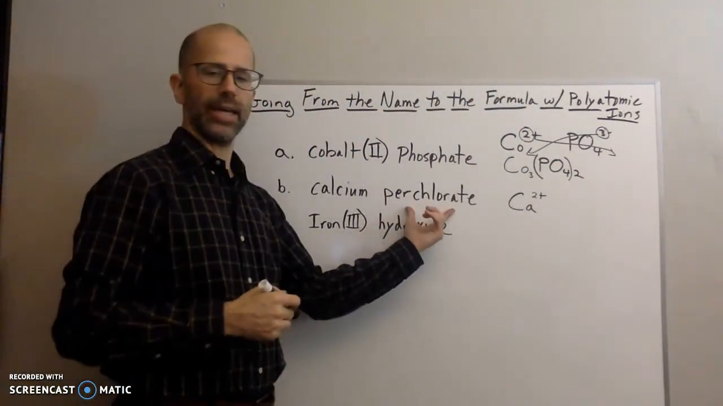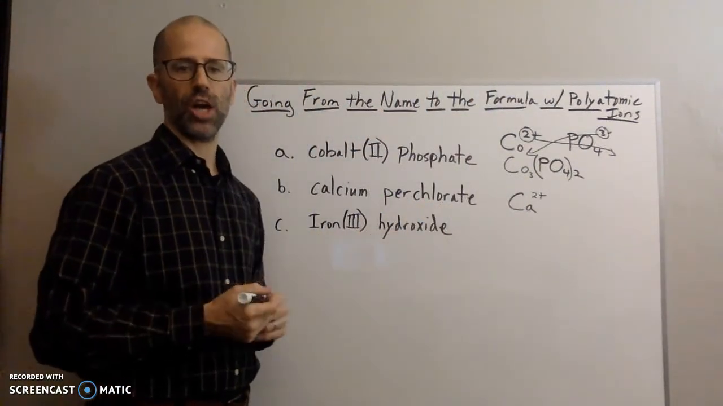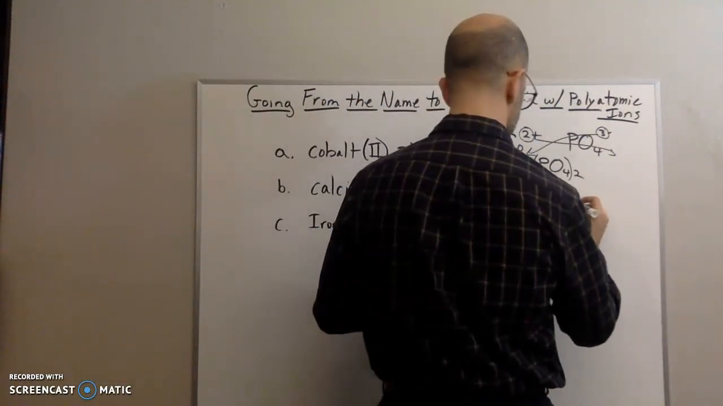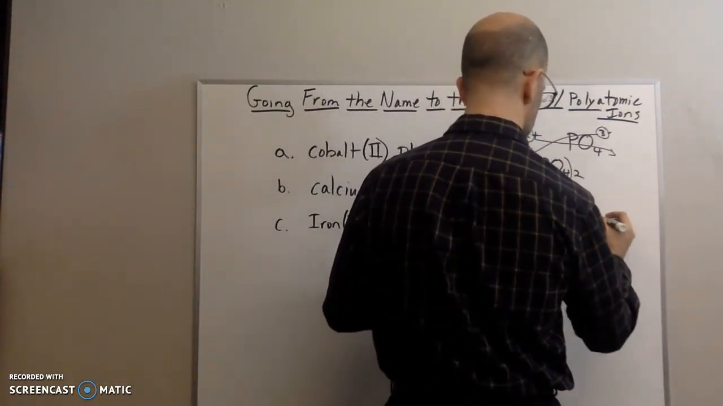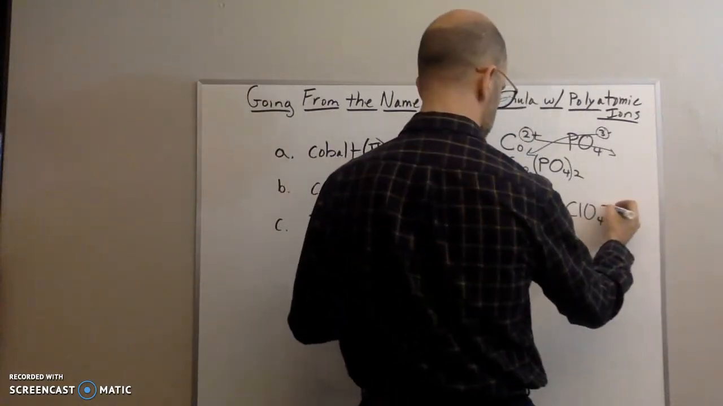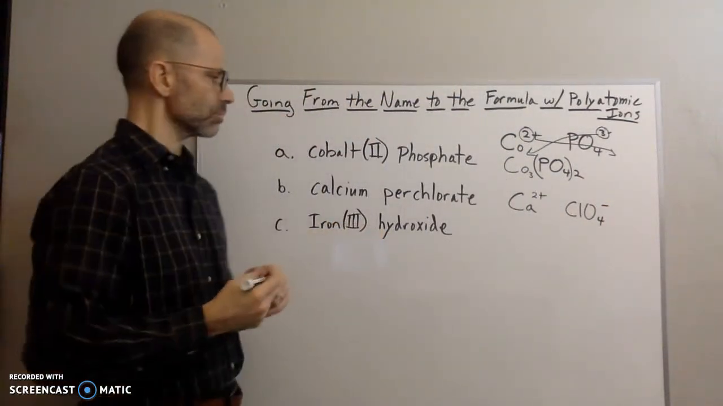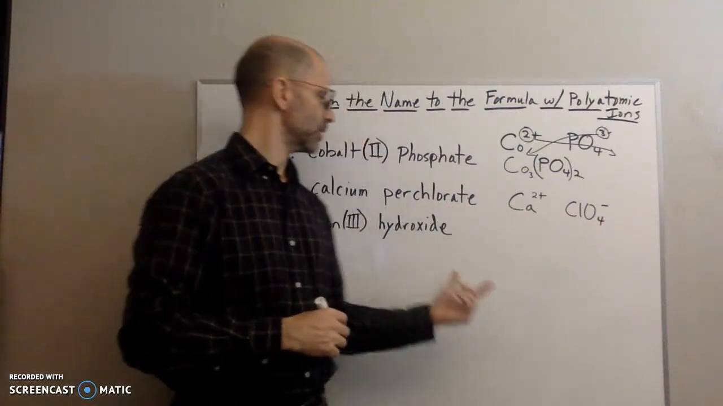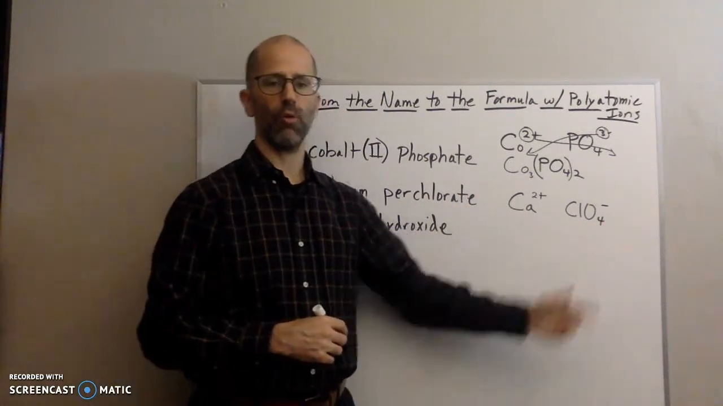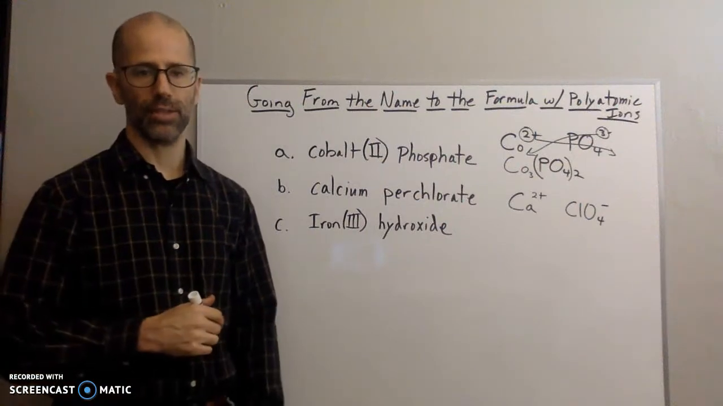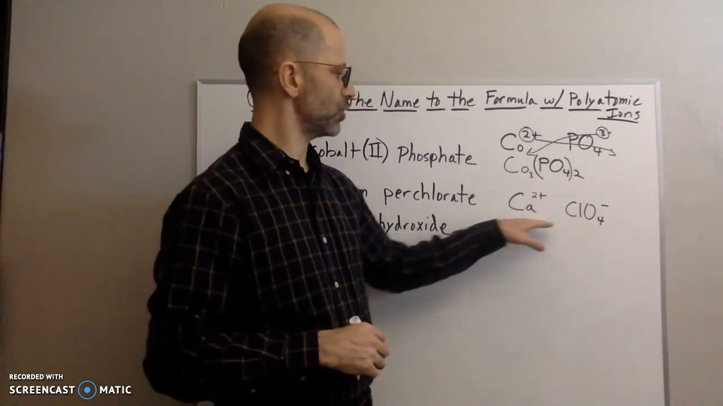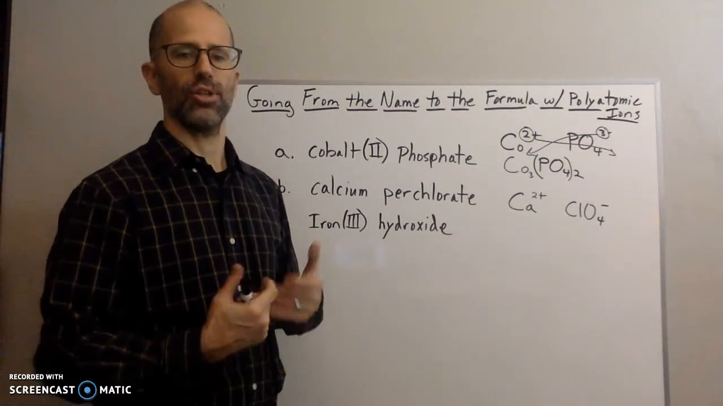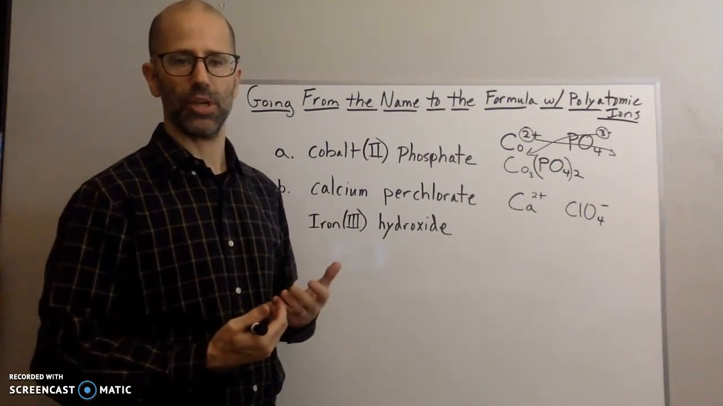Perchlorate. Again, you need to know the formula and the charge of this ion. So this ion is ClO4, and there's a minus there. So remember, chlorate is ClO3-. Perchlorate is ClO4-, 1 extra oxygen. So now I have the 2 ions, and now I have to figure out how many of each I need to balance out and get 0 charge.